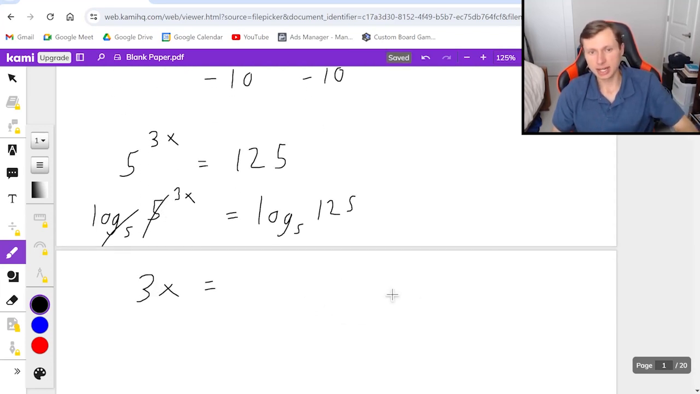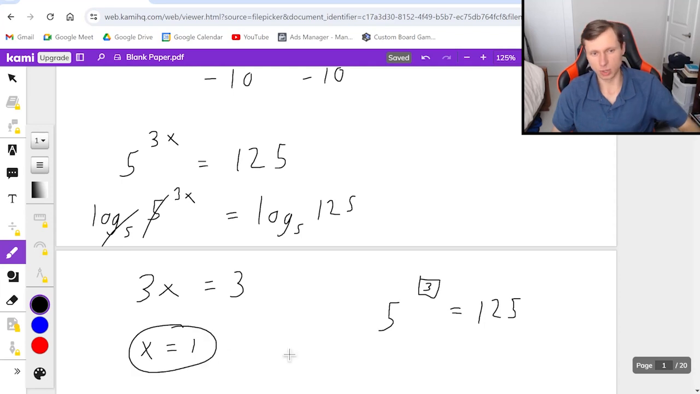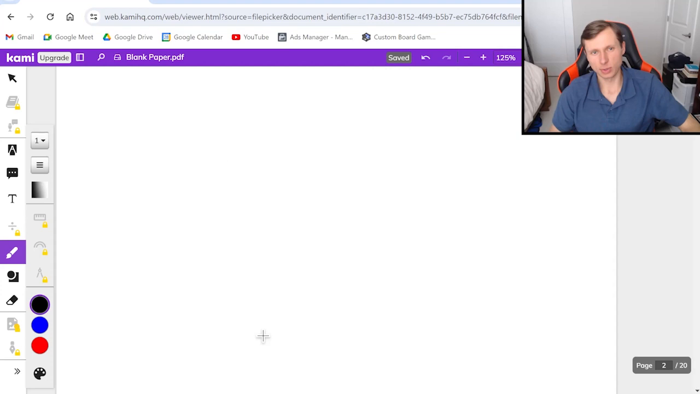And on the right side, I have to say 5 raised to what power equals 125? And the answer is 3, because 5 cubed is 125. So the answer is 3. Then I divide both sides by 3, and I get x equals 1. So there we go. Not too bad. Let's see if you can get this next one on your own.